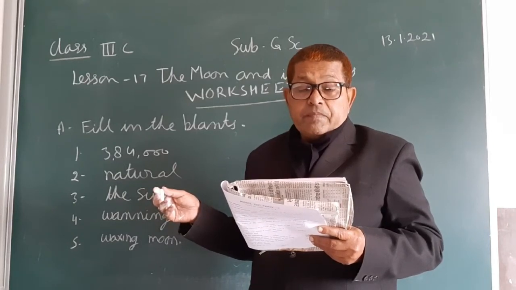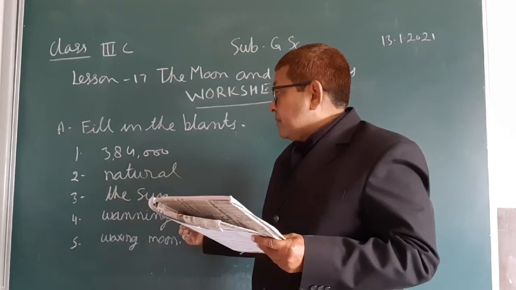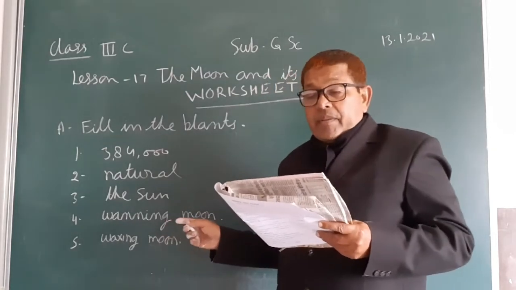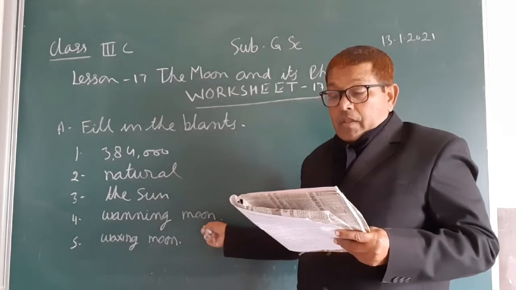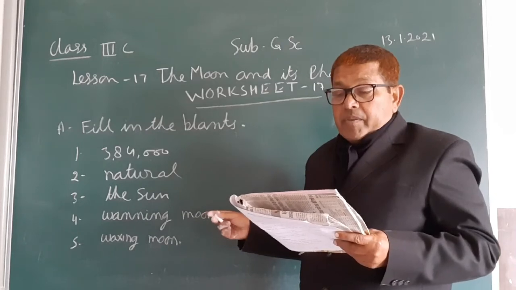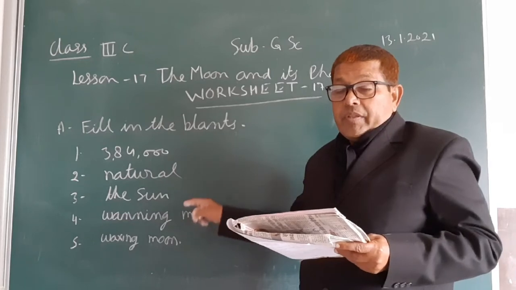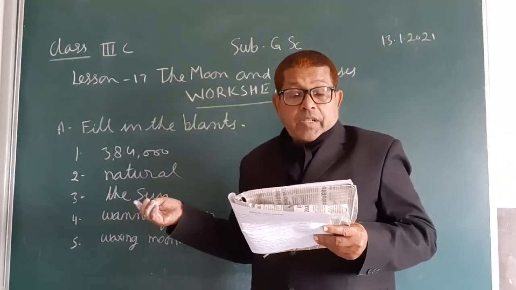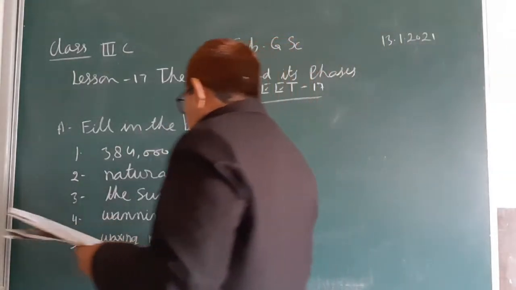Now next, fourth, decreasing of the lighted part of the moon is called waning moon, and increasing of the lighted part of the moon is called waxing moon. So in this way, now we can see, tick the right answer.